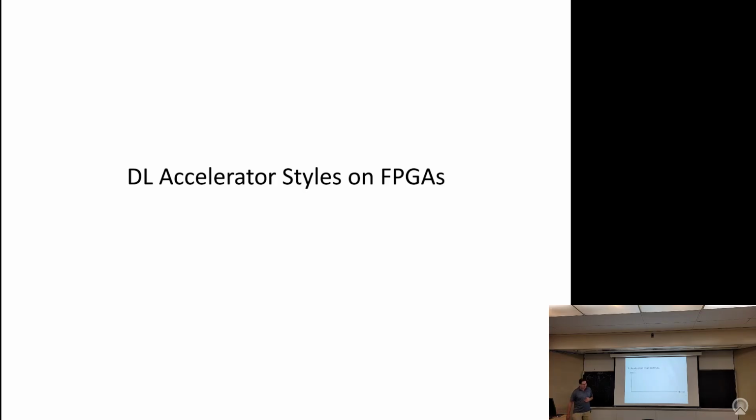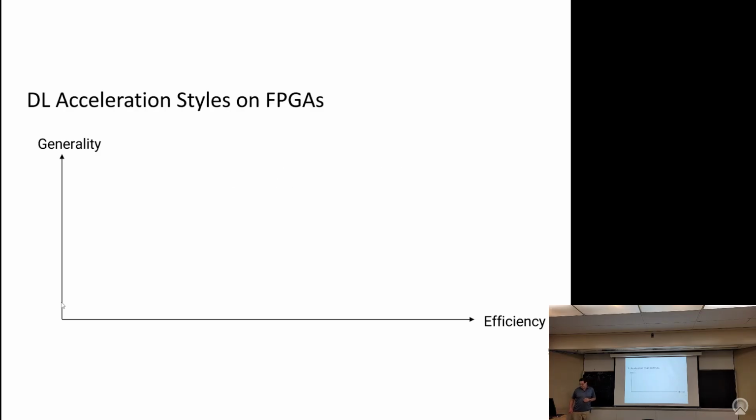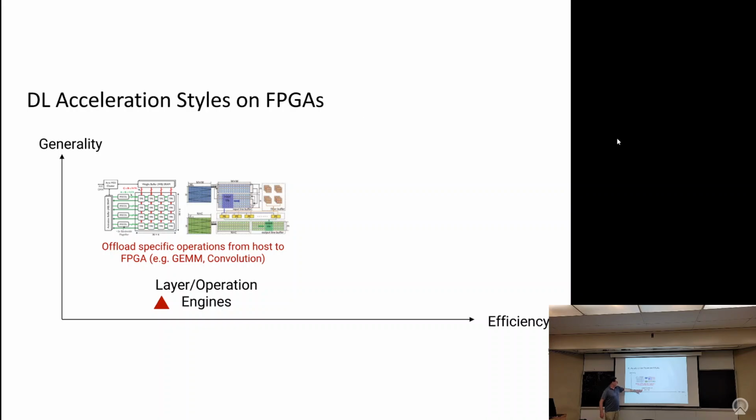Okay, so let me talk quickly about a few DL accelerator styles on FPGAs. This is a chart of efficiency and generality. Some early papers that were accelerating deep learning on FPGAs focused on just a part of the network, right? They might just make the matrix multiplies more efficient or the convolutions more efficient, but they wouldn't target the whole network. And that meant they weren't actually that efficient because they'd tend to get bottlenecked by the software part that they didn't accelerate, and they weren't that general because they couldn't do the whole network.